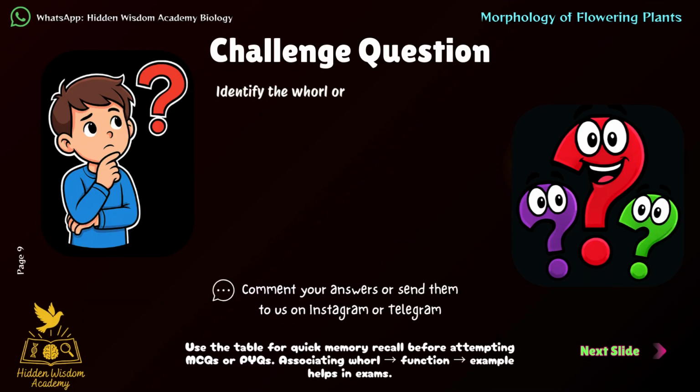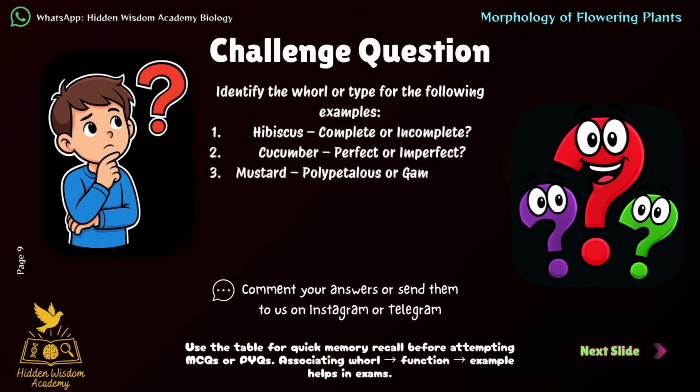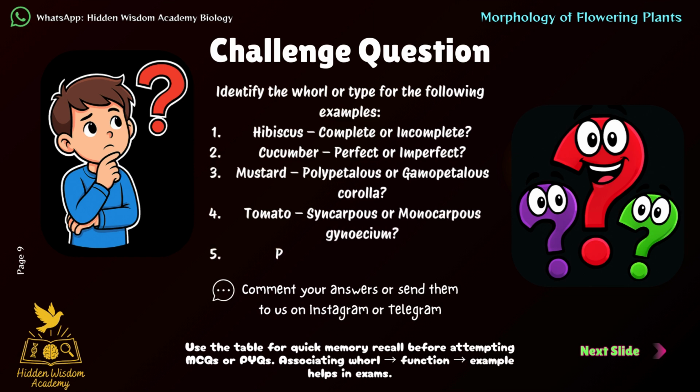Here's your challenge question for today. Identify the whorl or type for the following examples. 1. Hibiscus, complete or incomplete? 2. Cucumber, perfect or imperfect? 3. Mustard, polypetalous or gamopetalous corolla? 4. Tomato, syncarpous or monocarpous Gynoecium? 5. Pea, papilionaceous corolla. Comment your answers or send them to us on Instagram or Telegram.